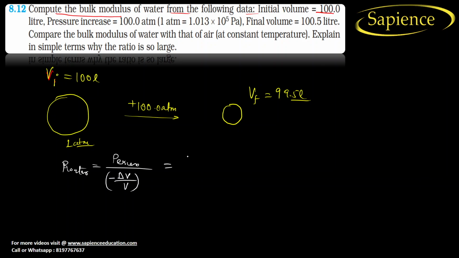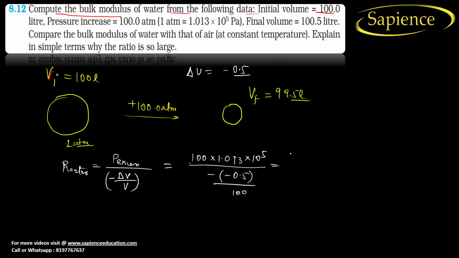So now the bulk modulus, we are going to get it as: the excess pressure is 100 atmospheric pressure, whatever we are applying, but we need to convert it into Newton per meter square. So this is equal to 1.013 into 10 to the power 5 Pascal or Newton per meter square, whatever you can assume. Now the change in volume is how much? The change in volume is final minus initial, so this will be negative, 99.5 minus 100. So the change in volume is minus 0.5, divided by the original volume, which was 100 liter.